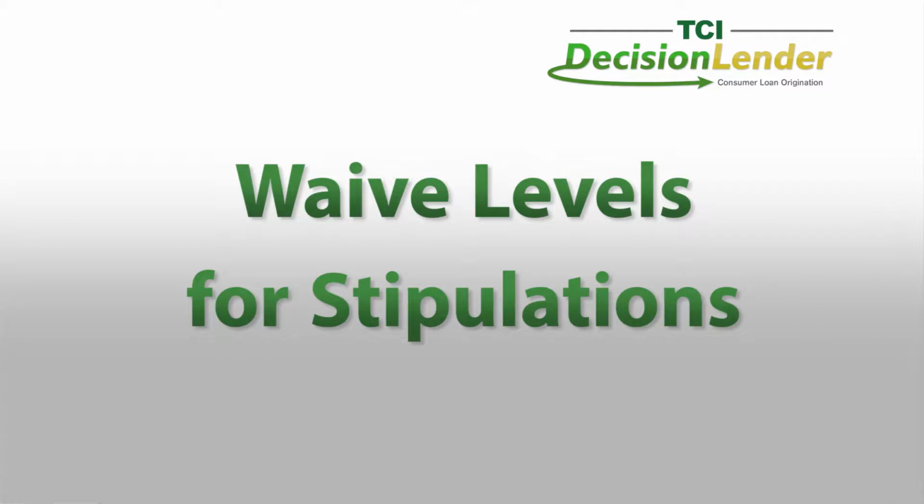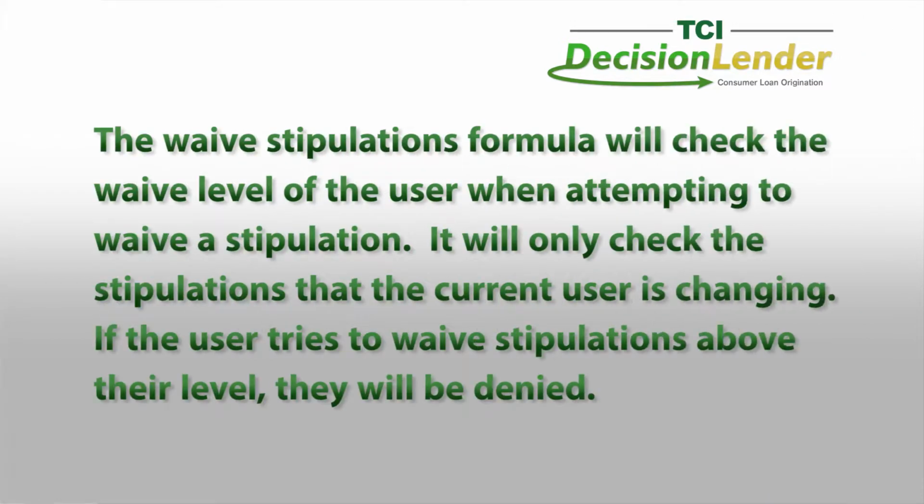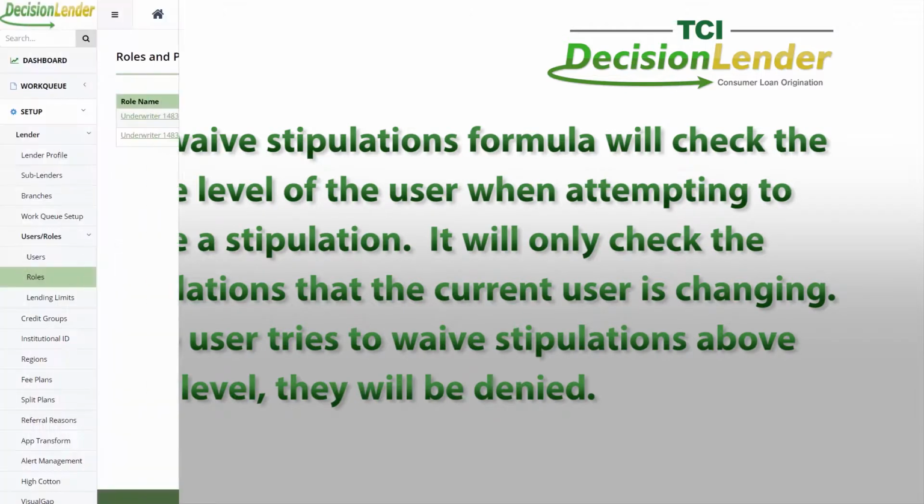Waive levels for stipulations. The Waive Stipulations formula will check the waive level of the user when attempting to waive a stipulation. It will only check the stipulations that the current user is changing. If the user tries to waive stipulations above their level, they will be denied.